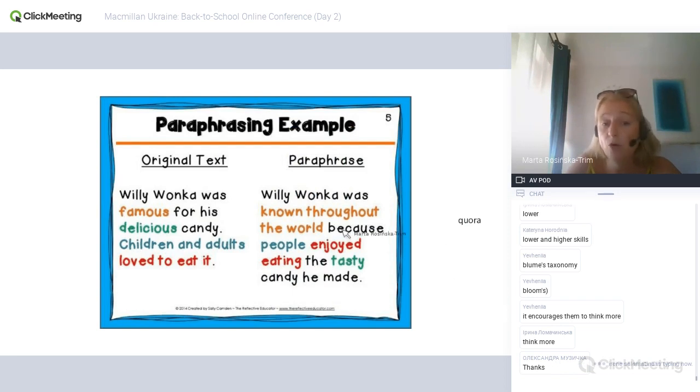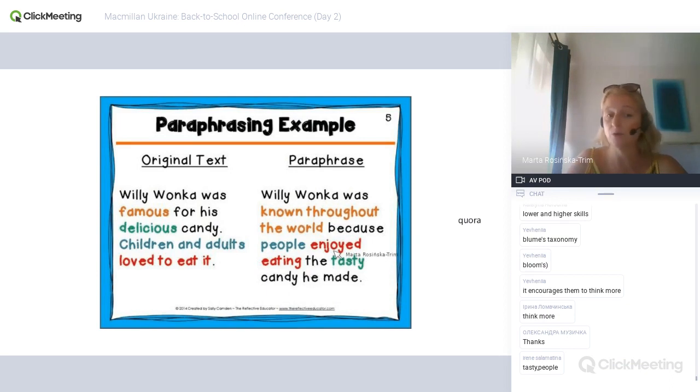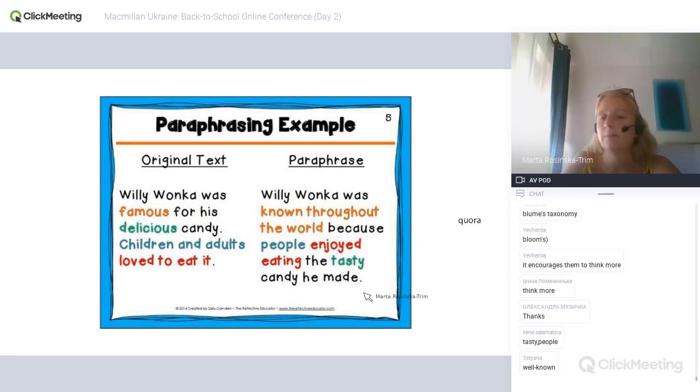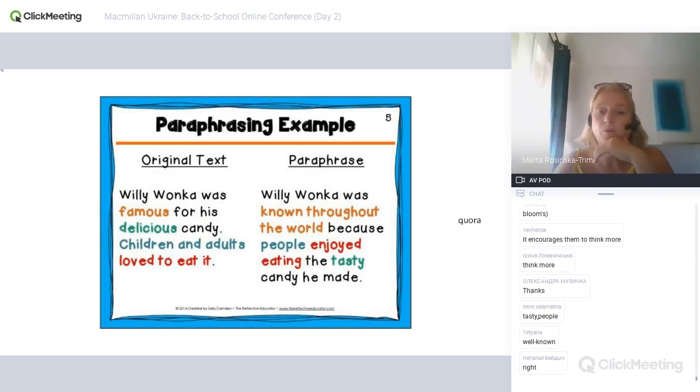Yes, Willy Wonka was known throughout the world because people enjoyed eating the tasty candy he made. So you're also playing with grammar. Can you see that? Yeah. So it's something that students like, and you need to choose a short text because it's at least 10 minutes of your lesson for that. But again, it builds something in their heads that helps them with paraphrasing skills so necessary for the use of English, as I said, for example, transformations.